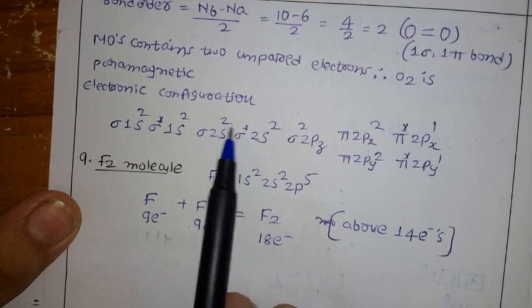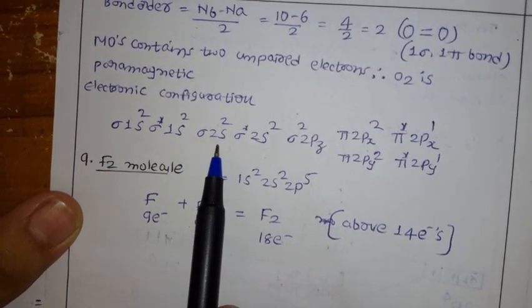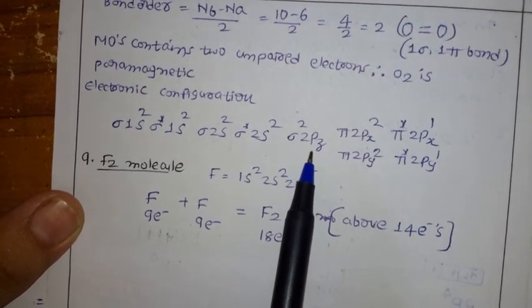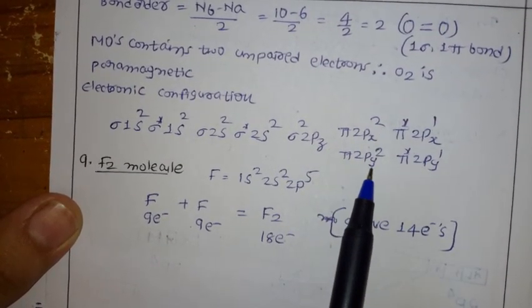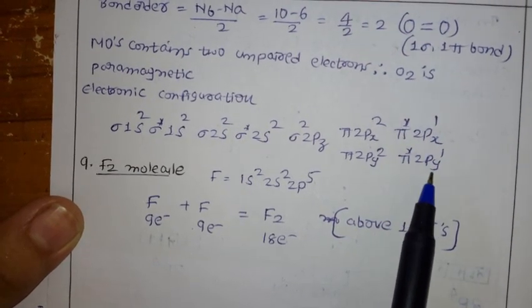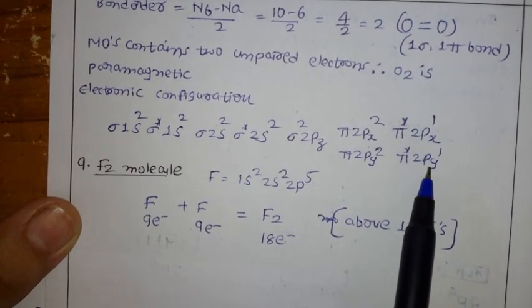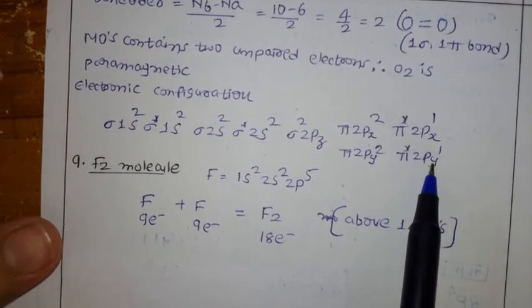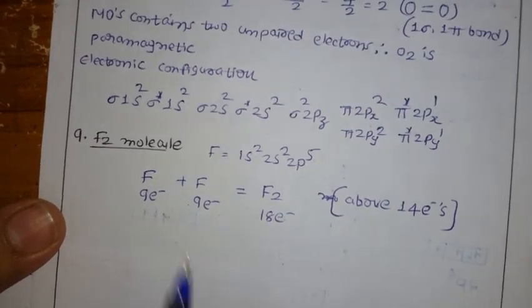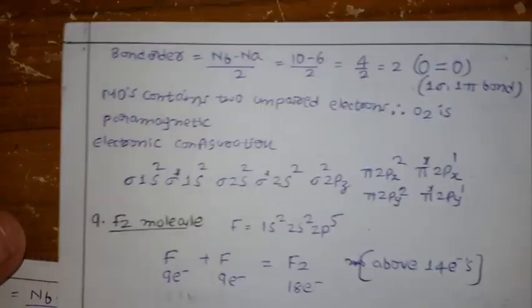Now come to electronic configuration. Sigma 1s2, sigma star 1s2, sigma 2s2, sigma star 2s2, sigma 2pz2, pi 2px2, pi 2py2, next pi star 2px1, pi star 2py1. Why? Because in antibonding we filled only one electron. Okay, like that we have the F2 molecule in the notes. You can see that F2 molecule. So this is also the case above 14 electrons.